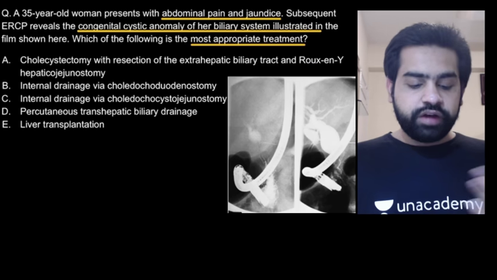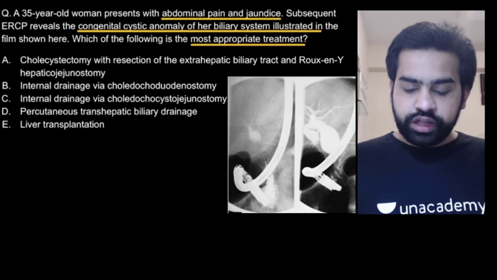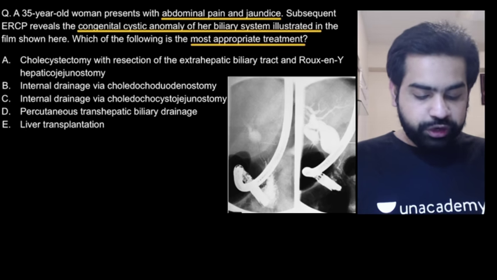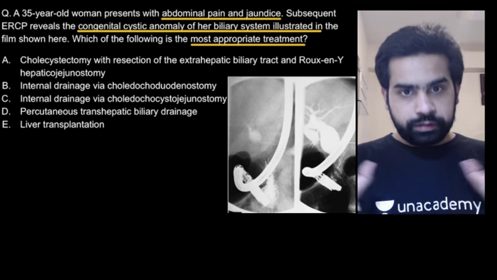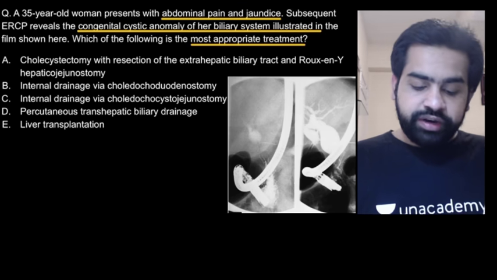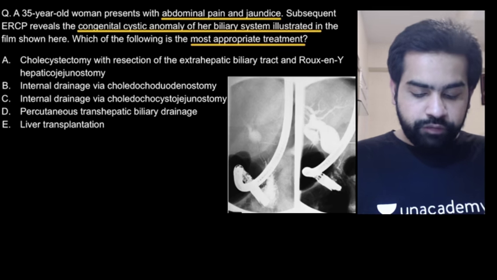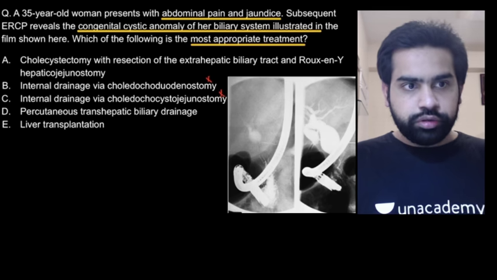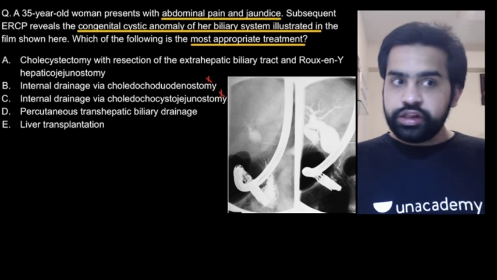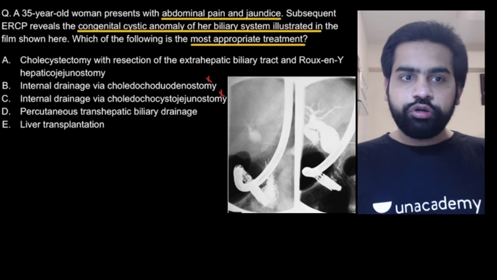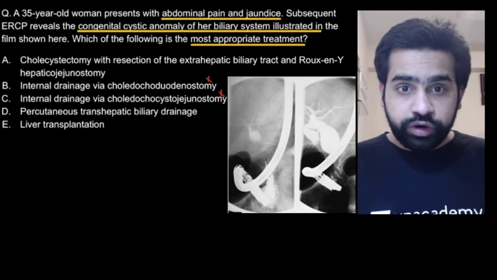The first option says will you go for a cholecystectomy with the resection of the extrahepatic biliary radicals with Roux-en-Y hepaticojejunostomy? Well, we will look, is this the answer or not? The second is internal drainage via the choledochoduodenostomy. Please understand, in the choledochal cyst, we don't go for a drainage procedure. Options B and C are suggesting an internal drainage, either by choledochoduodenostomy or a choledochojejunostomy. We don't prefer to go for an internal drainage.